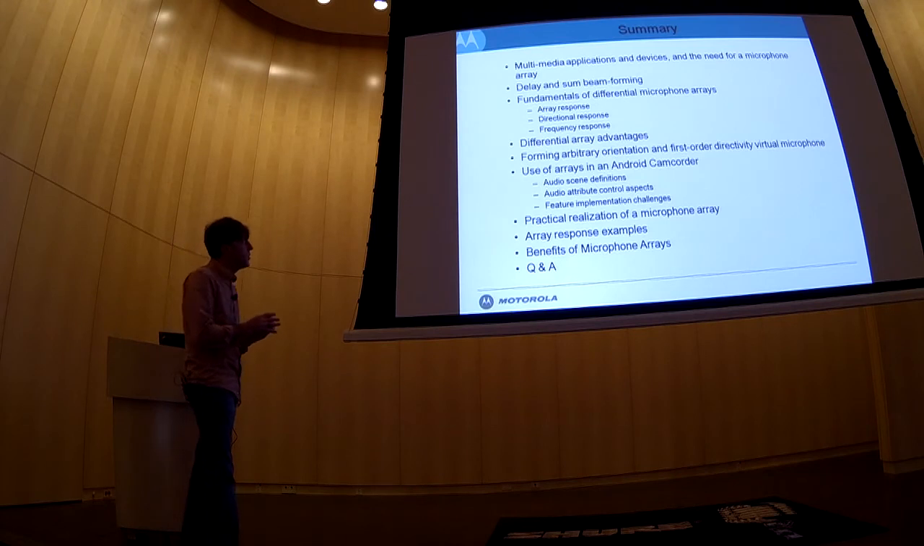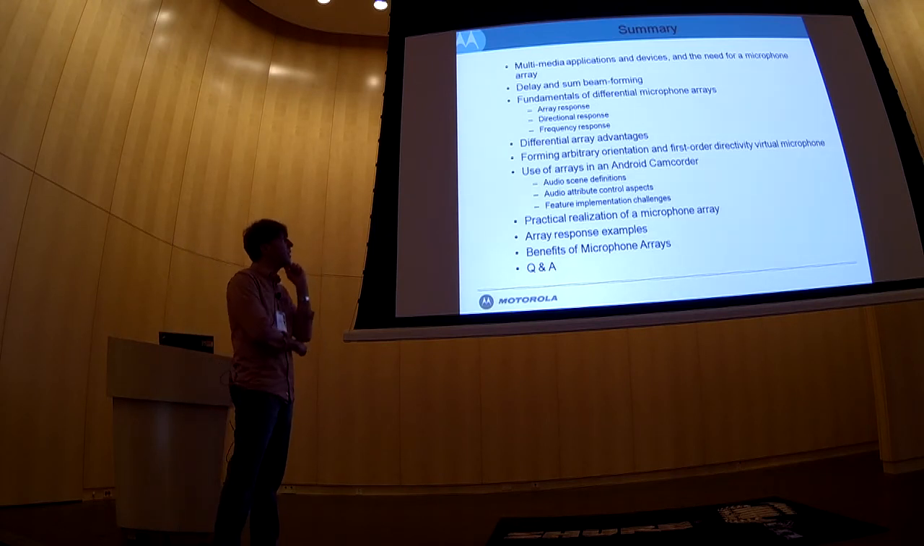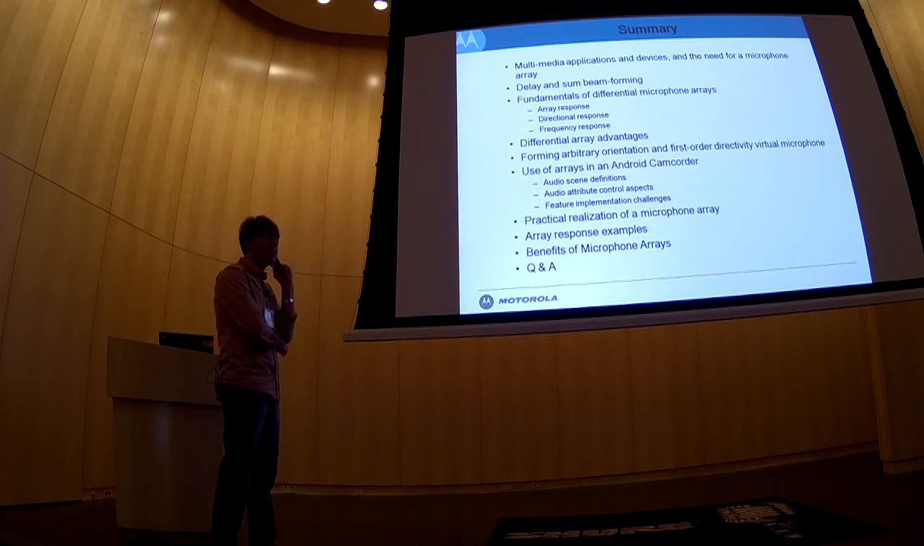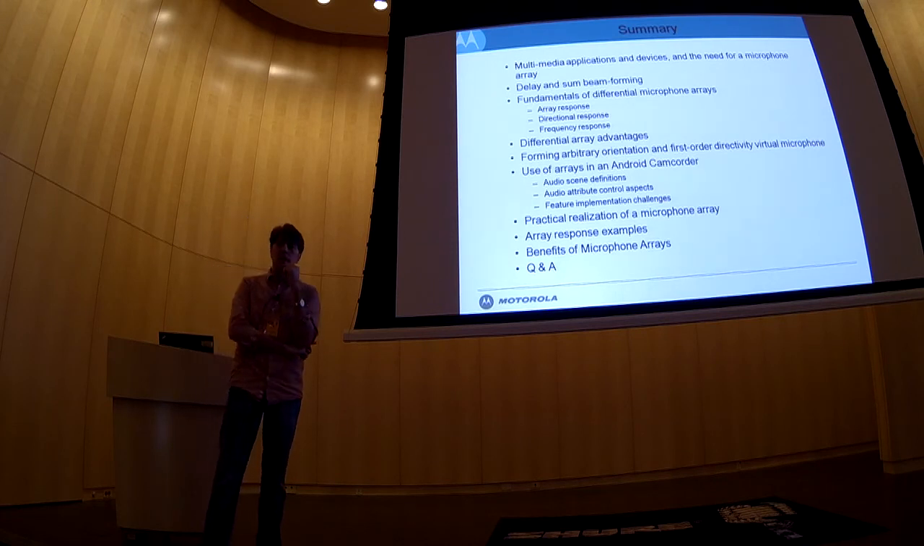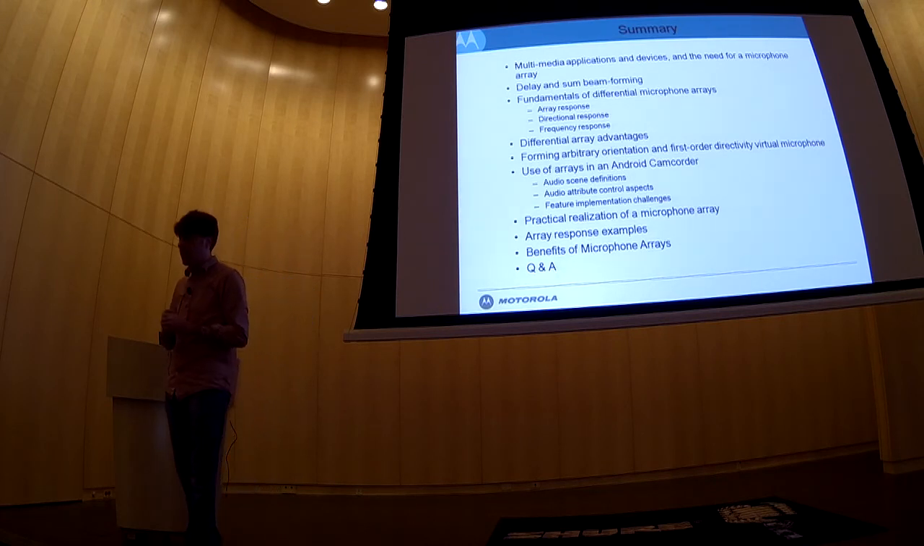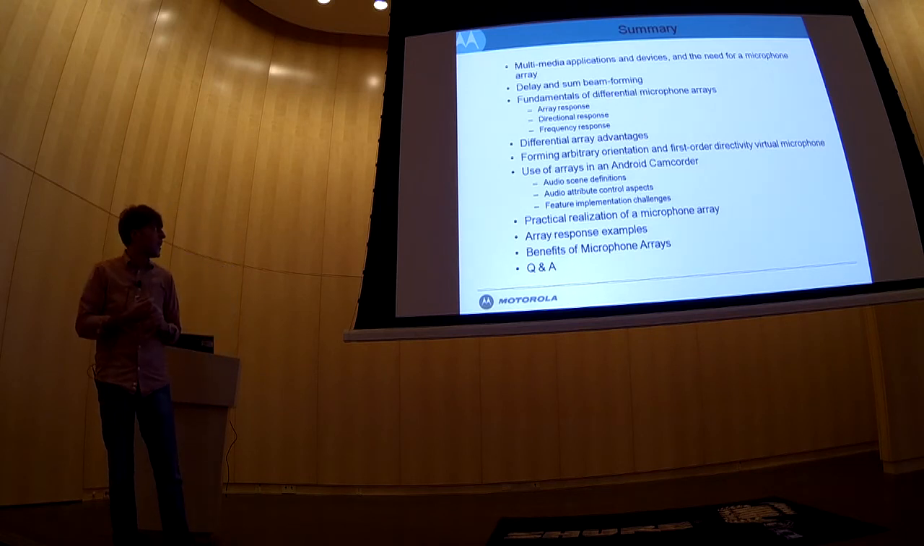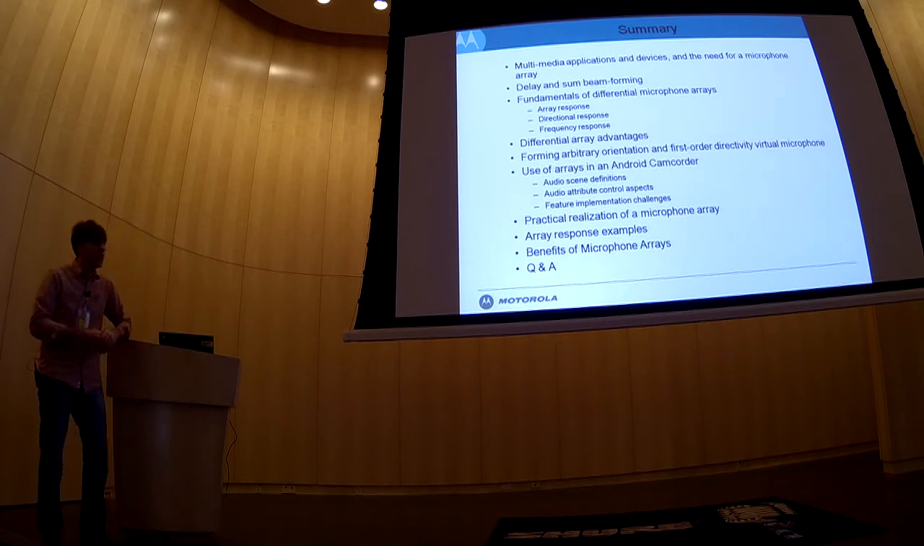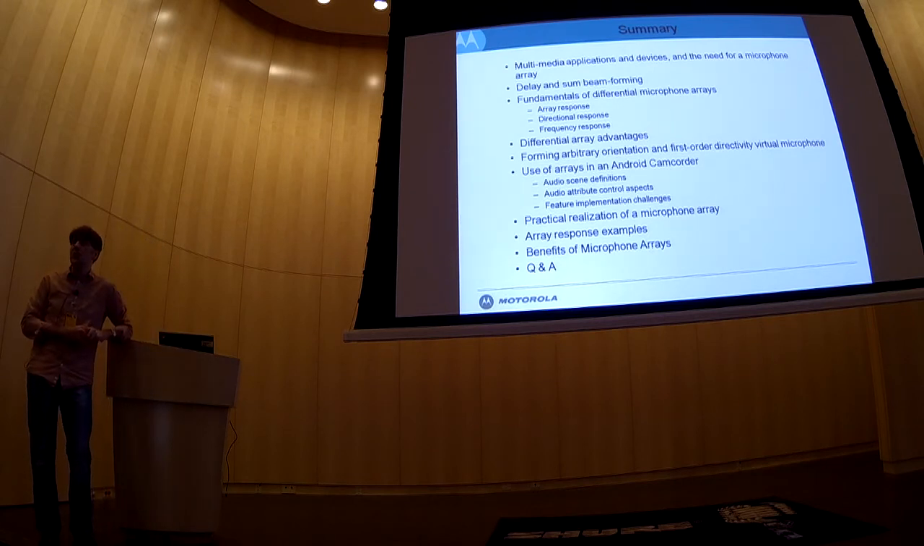We saw how this is useful to define the audio attributes for enhancing the camcorder feature in the Android platform. Then we looked at the practical realization of a microphone array. We showed some examples of what the array does to an actual signal. We saw a movie, and we discussed the implementation challenges of all of this, which turn out to be more varied than someone who deals with audio would like to see.